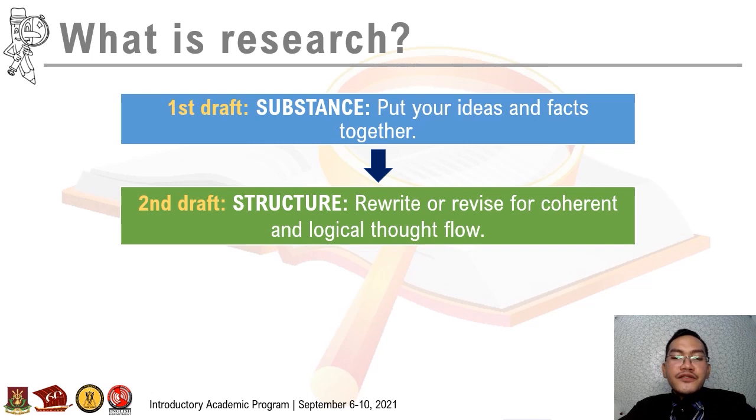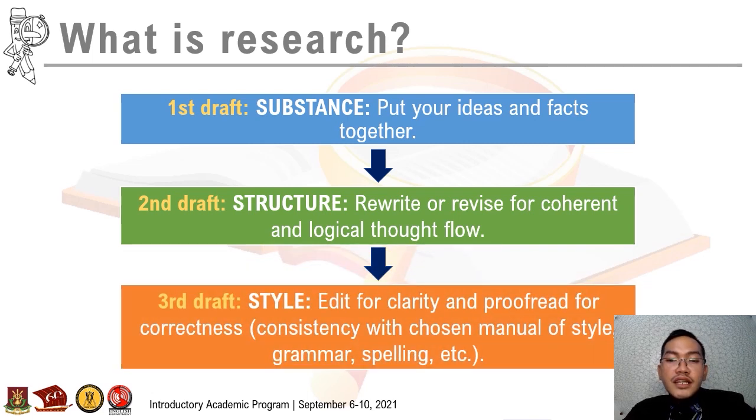The final draft is all about style. Okay? So what you will work on in this draft is the scholarliness of your paper. So you edit your work to conform with academic writing conventions. For example, you check if your paper has contractions. Okay, contracted words like isn't, don't, okay, because contractions are not part of the academic writing style.